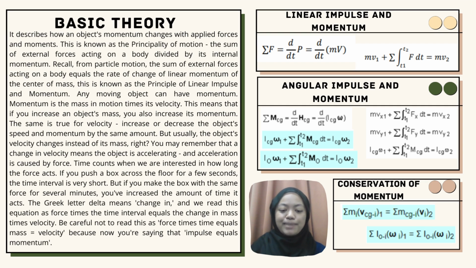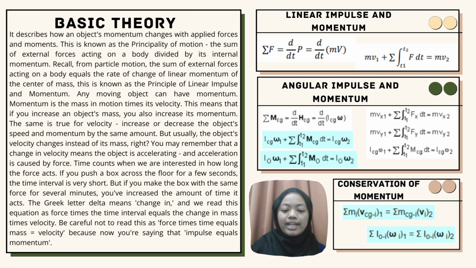Now, I will present about the basic theory of principle of linear impulse and momentum. It describes how an object's momentum changes with applied force and moments. This is known as the principle of motion, the sum of external force acting on a body divided by its internal momentum. Recall from particle motion, the sum of external force acting on a body equals the rate of change of linear momentum of the center of mass. This is known as the principle of linear impulse and momentum.